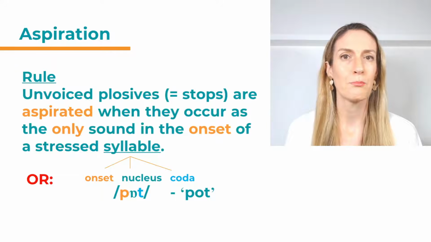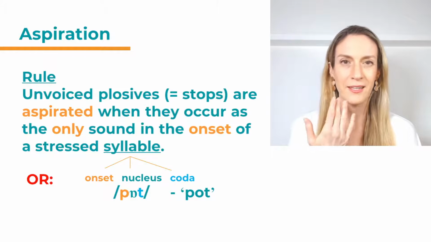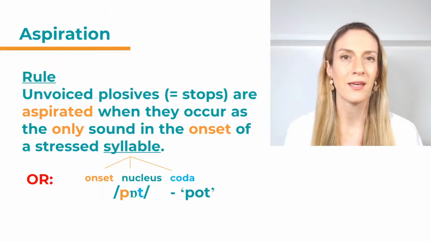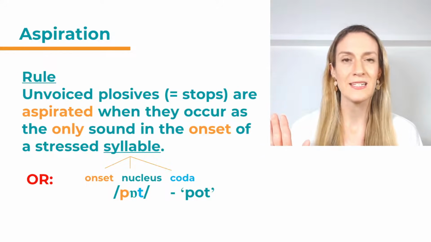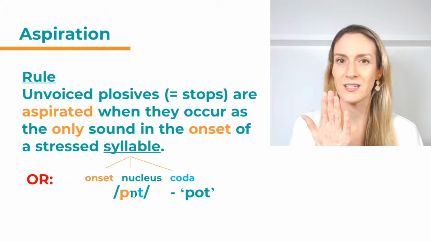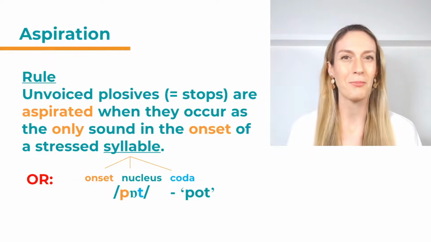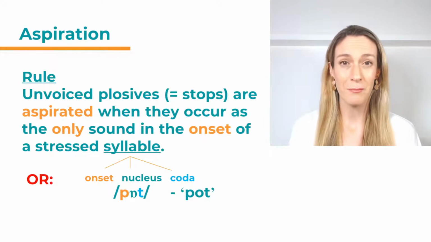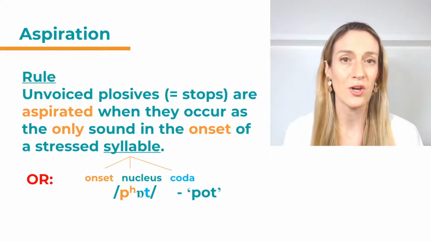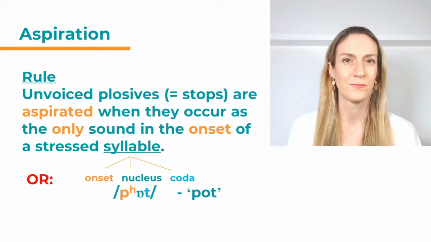Listen again, pot, pot. So here, you can't really feel, I think, the puff of air on the bottom lip because P is formed differently to T. But when you put your hand in front of your mouth, pot, pot, I can feel the puff of air coming out, pot, pot. So very, very often the P is aspirated. And again, we can show this using a little elevated H symbol.